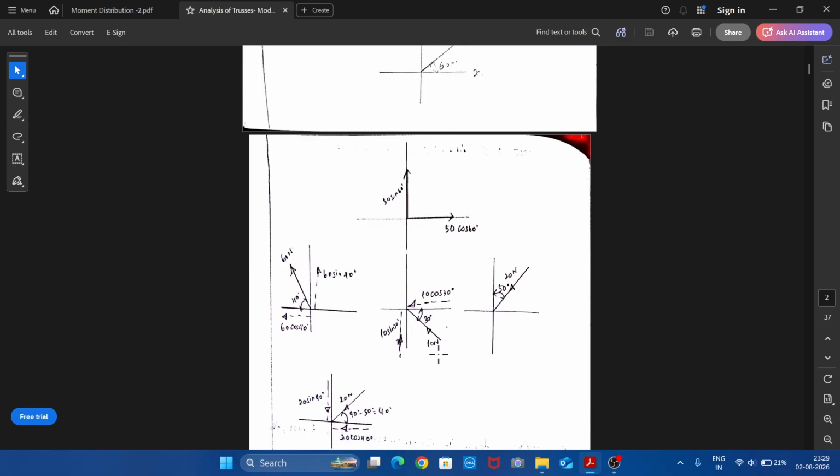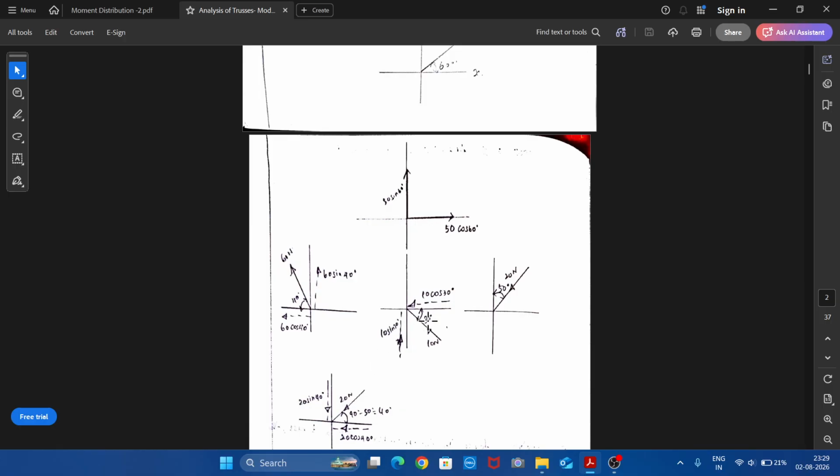Coming to this example, say we have a force of 10 Newton, and the arrowhead is pointing towards the origin like this. It is acting towards the origin like this. So we have a vertical component and a horizontal component. The horizontal component will always be in terms of cos theta, and the vertical component in terms of sin theta.